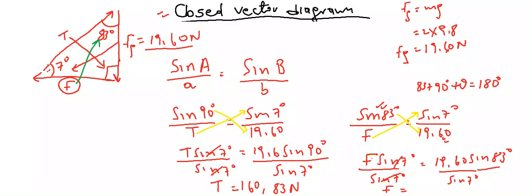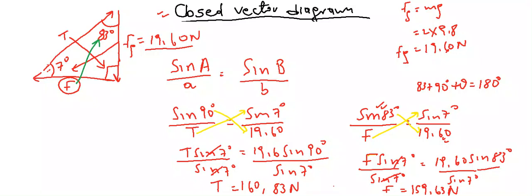It's 19.60 times sine 83 degrees divided by sine 7 degrees. Then we get the applied force, which is 159.63 newtons. So we have found all the forces that we wanted.